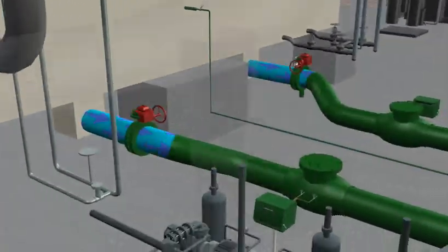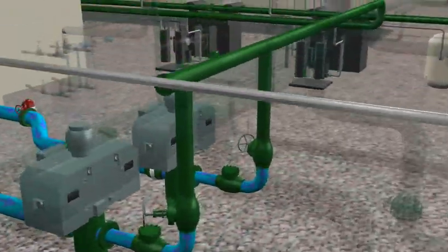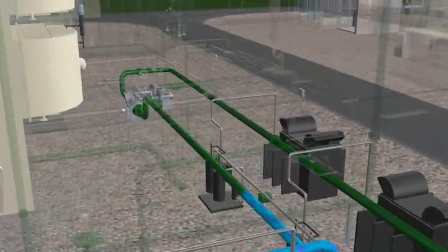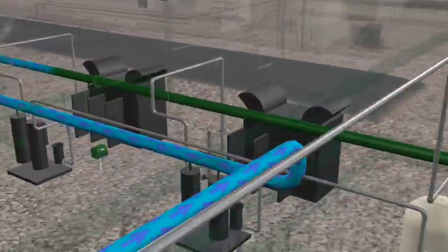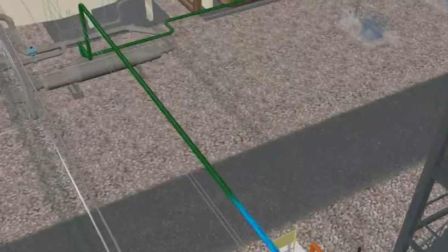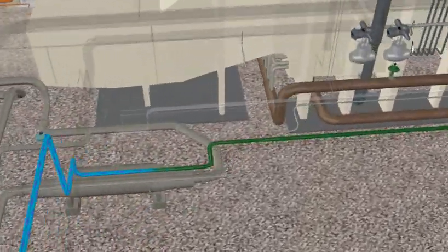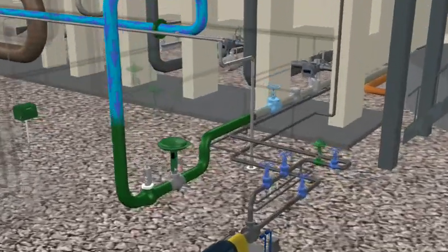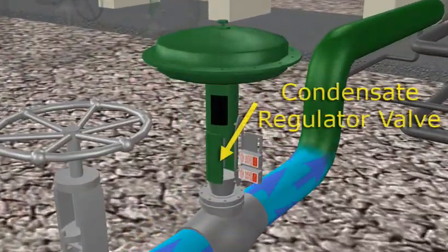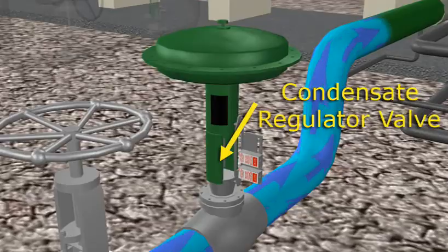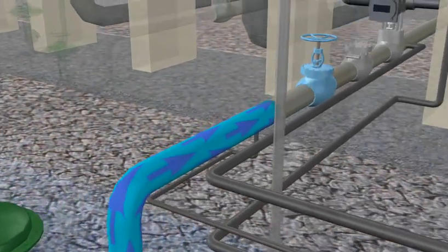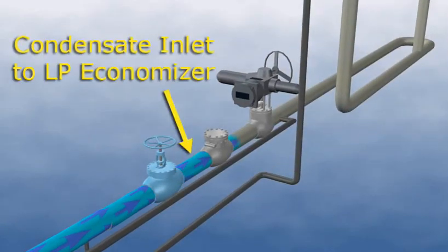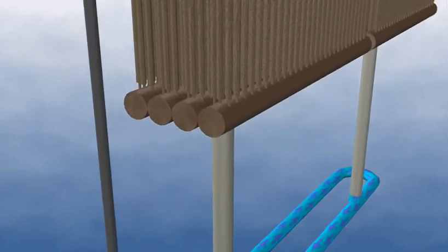Water for the steam cycle is initially supplied to the low-pressure steam drum through the low-pressure economizer from the condensate pumps. The LP economizer discharges into the LP drum. The flow to the LP drum is regulated by the condensate regulator control valve located before the LP economizer inlet. The condensate regulator receives a control signal based on LP drum level.